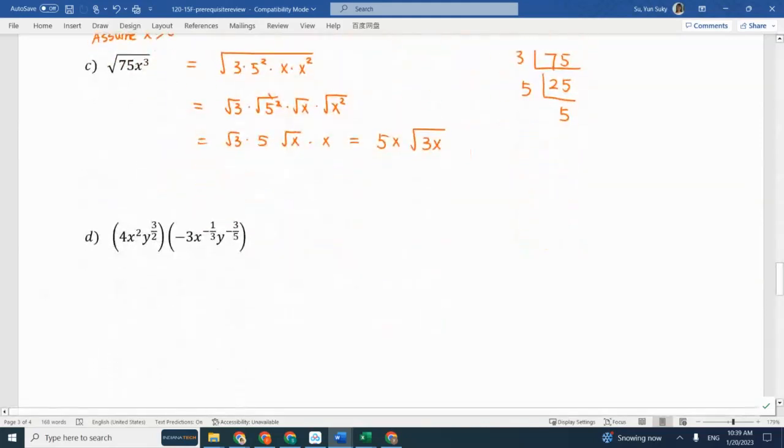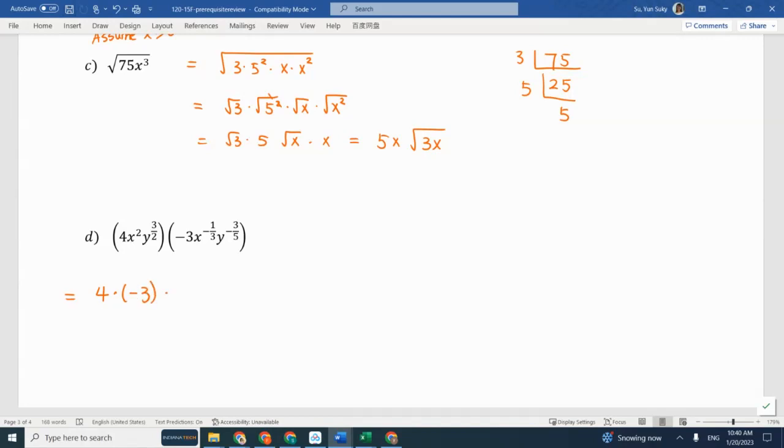Good. Okay, keep going. See, our problem's getting more and more complicated, but we use similar methods, right? We combine the coefficients, and then we combine the x powers and the y powers. What are the coefficients? What's the coefficient in the first factor? 4. In the second factor, -3. So 4 times -3.